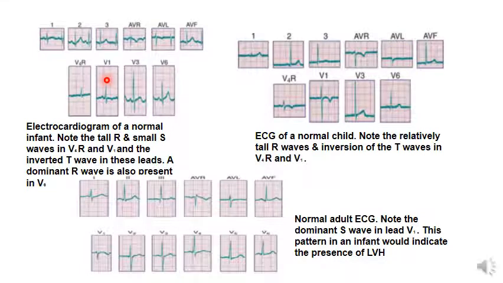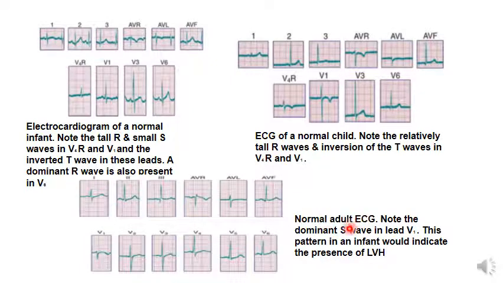The inverted T wave in these leads, here, this is the T wave you see. Inverted T wave. A dominant R wave is also present in V6, here. So this is the normal finding. The other ECG here is also normal, with relatively tall R waves here and here, and inversion of T wave in V4R. This one, inverted T wave in V1, which is a normal finding, as I told you.